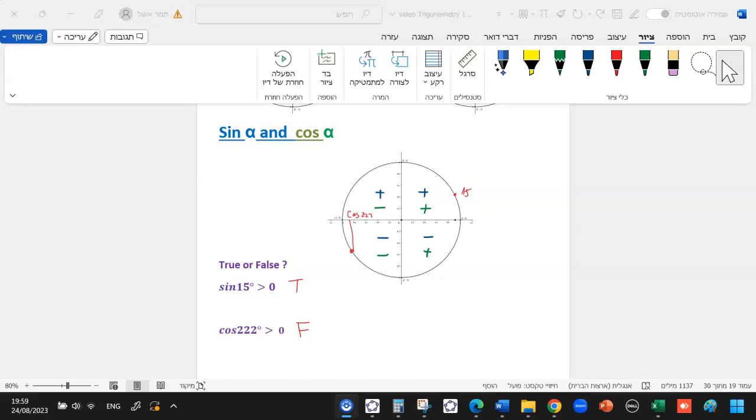In the next video, we will talk about the value of sine and cosine for some special values and the connection between them. I hope to see you there.